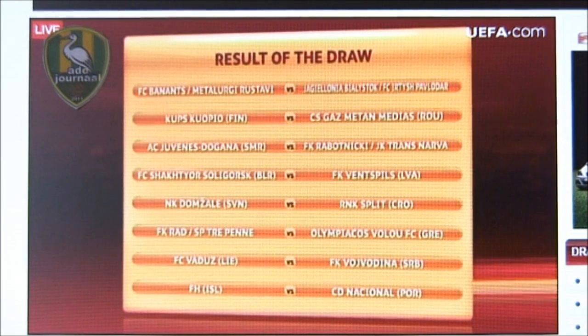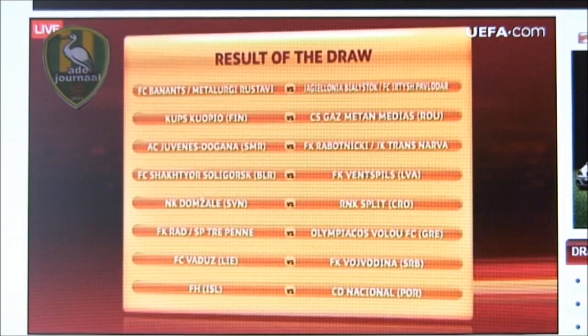Then Shakhtar Soligorsk versus Ventspils. Then Domzale versus RNK Split. Next one is FK Rad or Trepene versus Olympiakos Volum. Then FC Vaduz from Liechtenstein versus FK Vojvodina from Serbia. And finally FH from Iceland versus CD Nacional from Portugal. So this is the first series of draws. We go on to the second one.